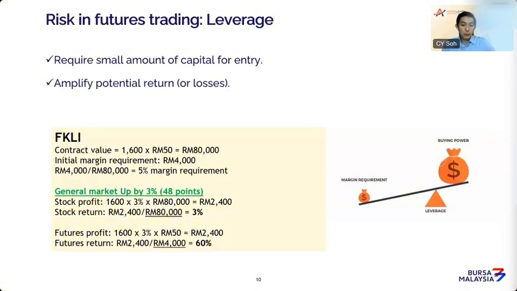Comparing with investing using the full amount of 80,000, using a futures contract can indeed magnify your return because you have leverage. So if the price of FKLI goes up, you make a larger profit than if you had simply invested 4,000 outright. However, same thing, if the price of FKLI goes down, you can potentially lose more than your initial investment as well.